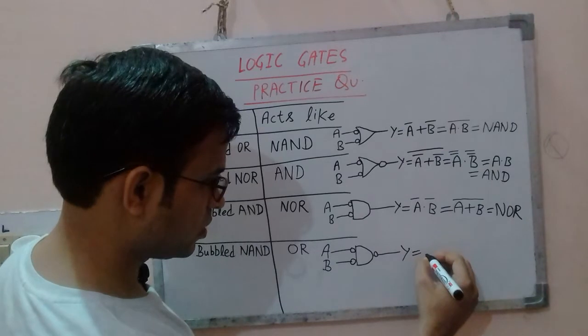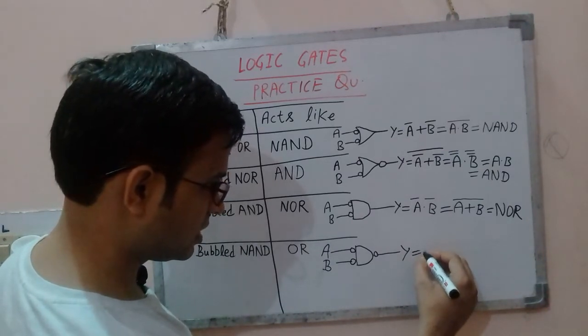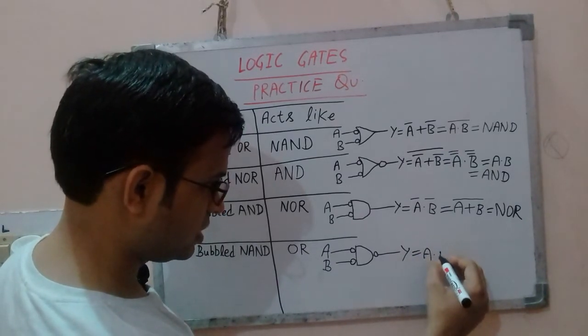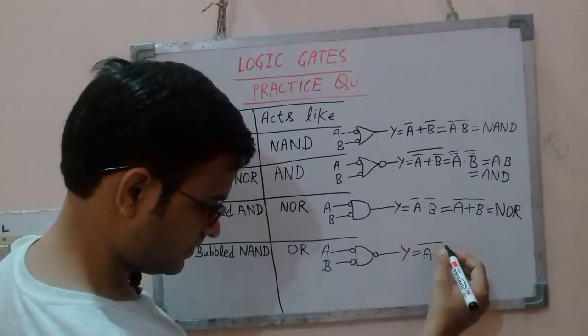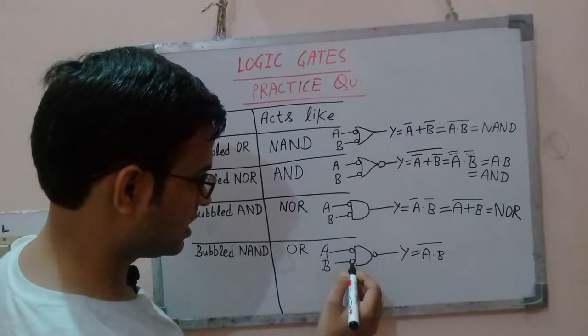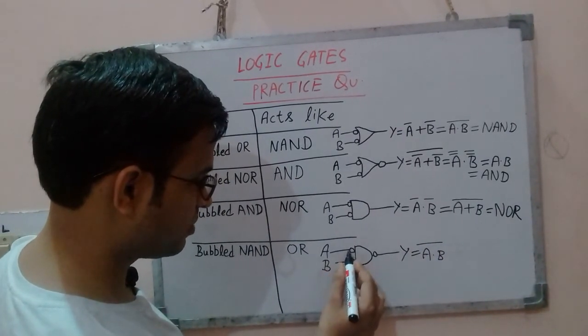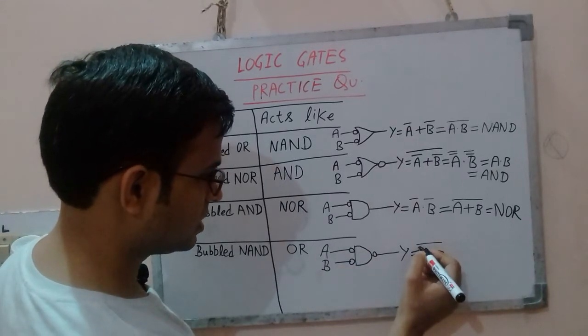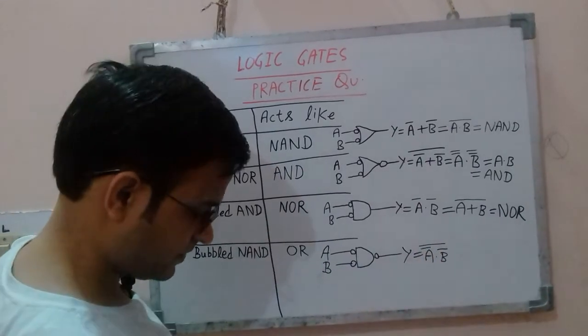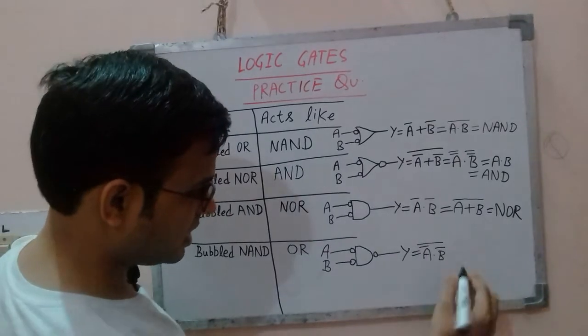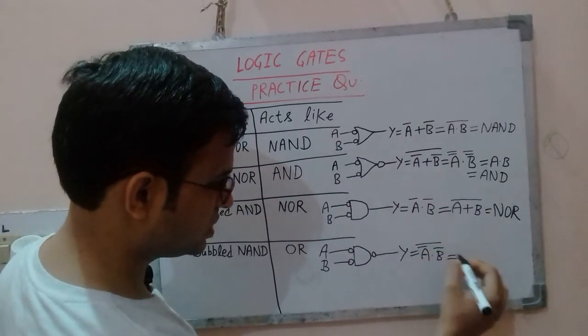You know the output of a NAND gate is AB whole bar, right? Now here the variables are in complemented form, that means A bar from here, B bar from here, so write A bar and B bar, right? Now again apply De Morgan's theorem, break this line and change the sign.